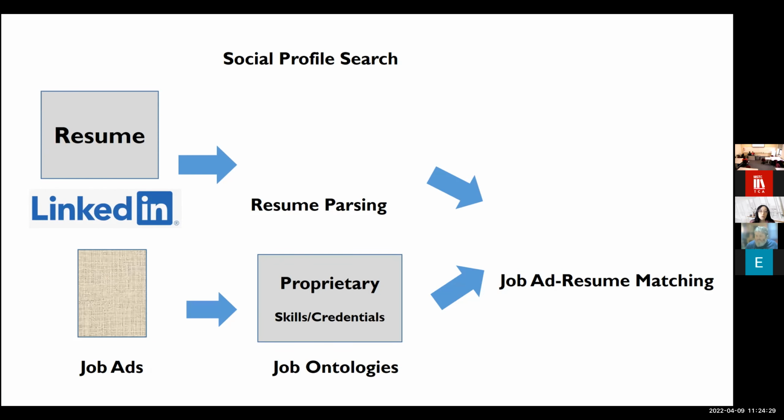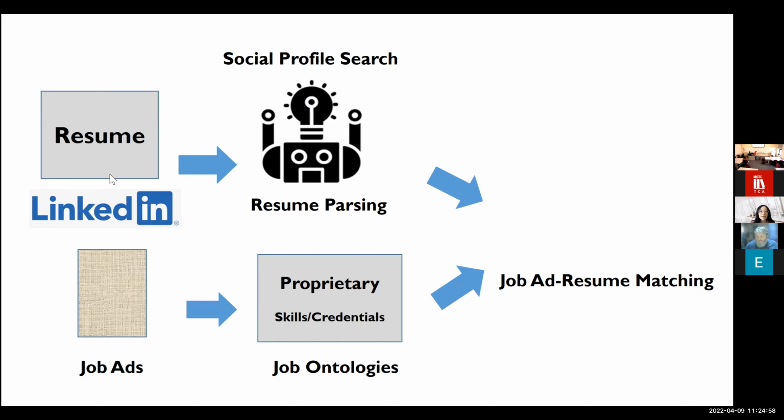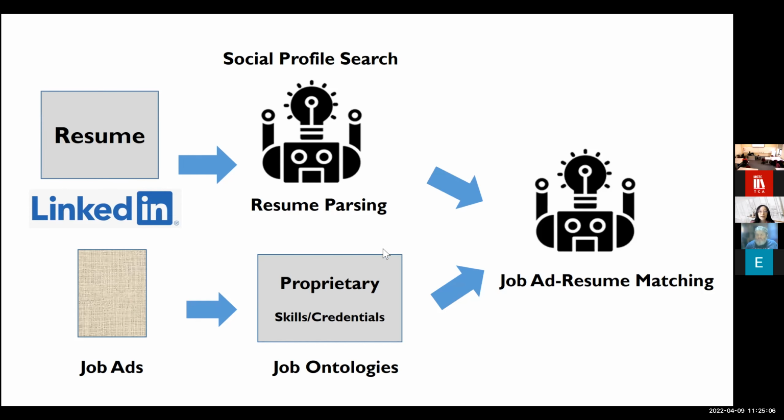Okay, so if you think about how resumes will be ranked and matched, there are two different things. The first round of matching will take place at the job ad level. Job ads will be processed by natural language processing algorithms, and then the skills and credentials will be generated, and your resume will be processed by another set of NLP algorithms, and eventually it will be matched with their job ontology.